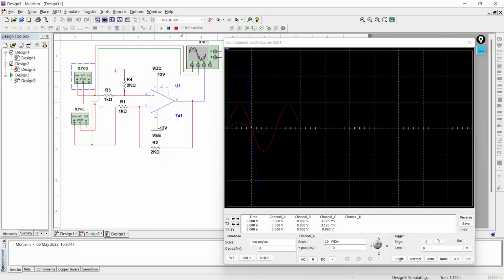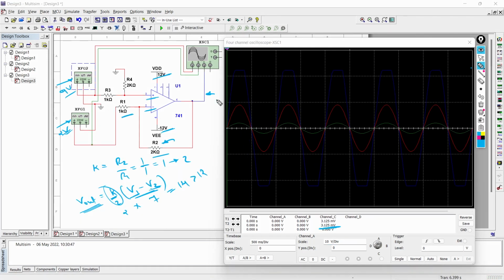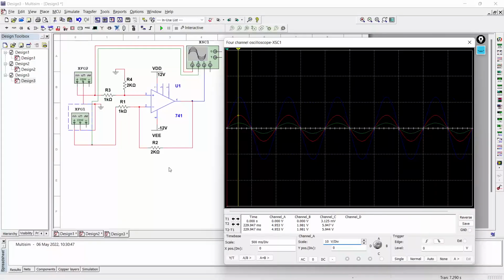Let's run the circuit and see, this is the output, right? So whenever this output crosses positive 12 volt, it will get saturated, and the same thing happens whenever it crosses negative 12 volt, it will get saturated. So simply we can say, if the output is larger than the positive and negative saturation voltage, then during that period the output will be saturated. So this is how the differential amplifier works.